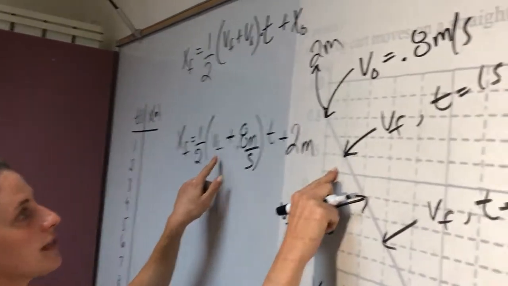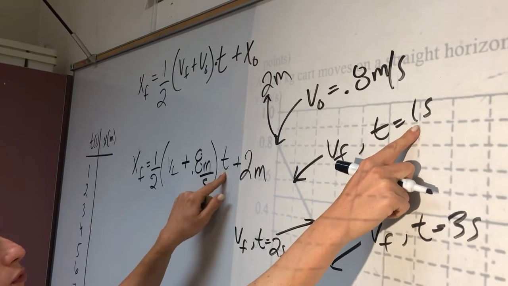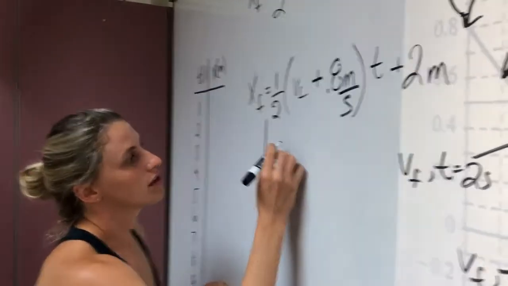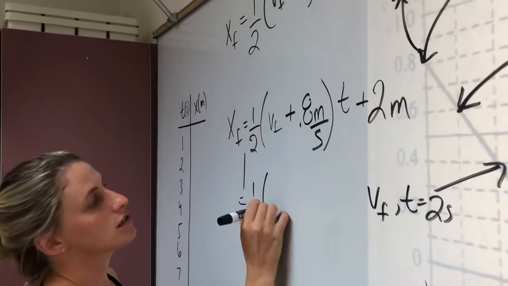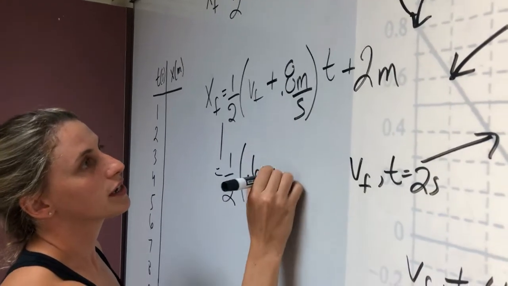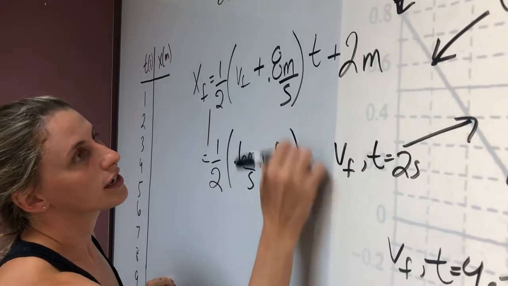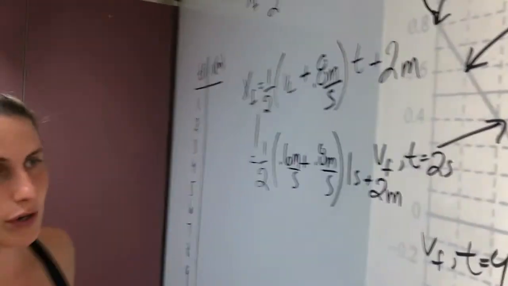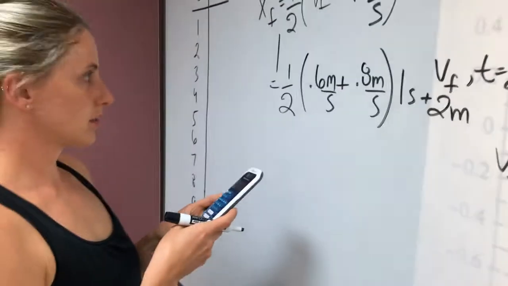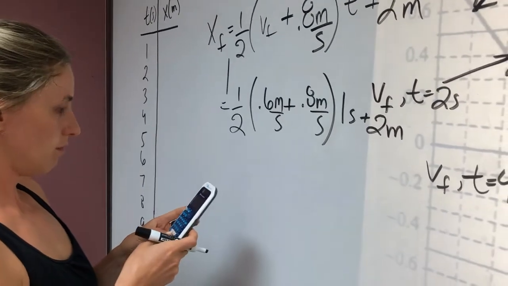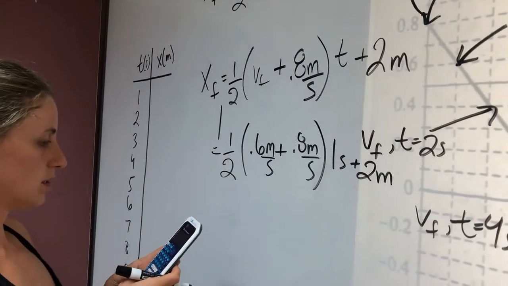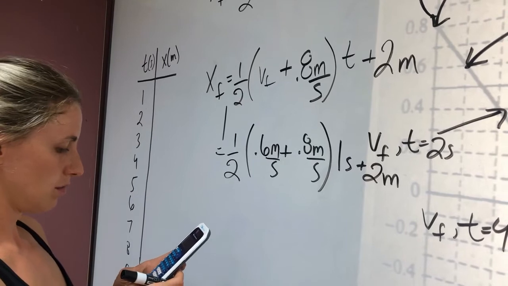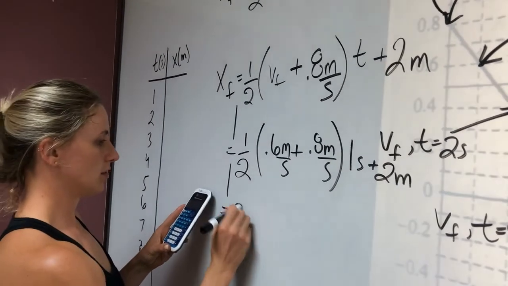So for this first second, at t equals 1, we put a 1 right here. And for our final velocity, we put 0.6. Okay, 1/2, final velocity 0.6 meters per second plus 0.8 meters per second, I'm out of space here, times 1 second plus 2 meters. I'm going to plug that in. 0.5 times 0.6 plus 0.8 times 1 plus 2. Okay, and I get 2.7.